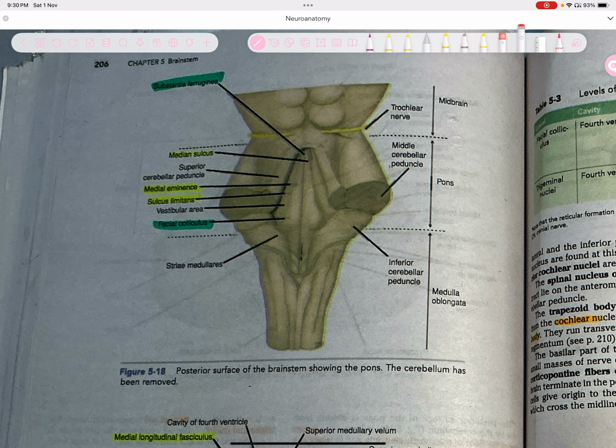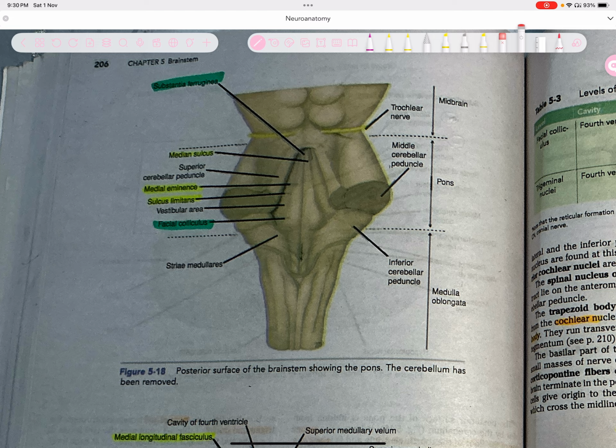Right now, we've covered the superior cerebellar peduncle, and then this is the middle cerebellar peduncle. This is the vestibular area. Why? Because this contains the vestibular nuclei, basically the nuclei of the vestibular nerve, right? So it has a lot of nuclei for that. And then this is the facial colliculus.